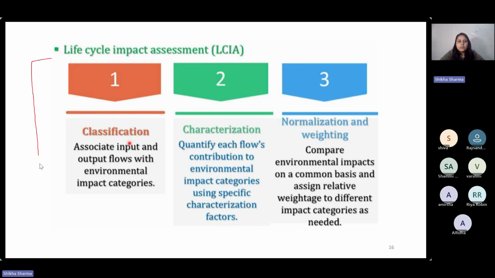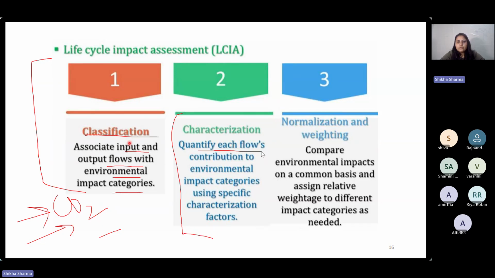Then life cycle impact assessment will be done. First, classification: the associated input and output flows are assigned to environmental impact categories, like CO2 emission, greenhouse gases, and other categories. So the impact will be classified and then assessed. Then comes characterization, which is the quantification of each flow's contribution to an environmental impact category using specific characterization factors.